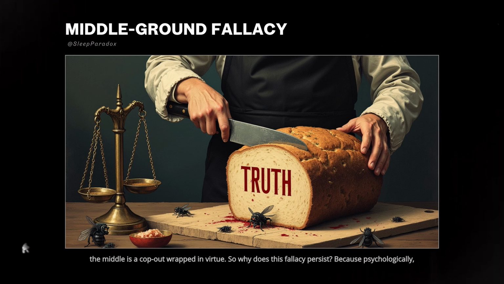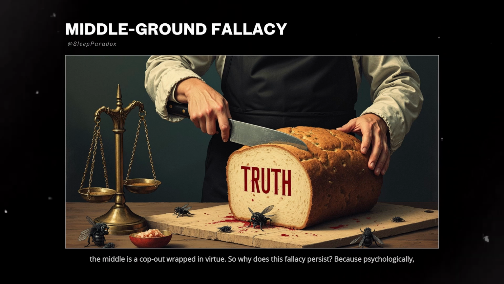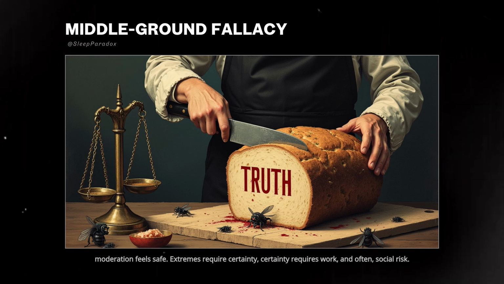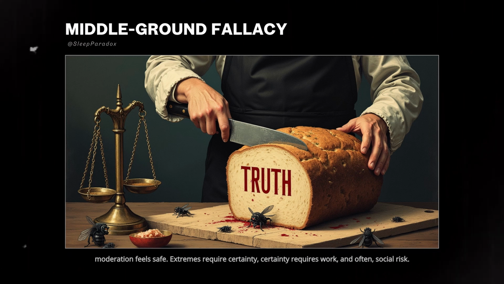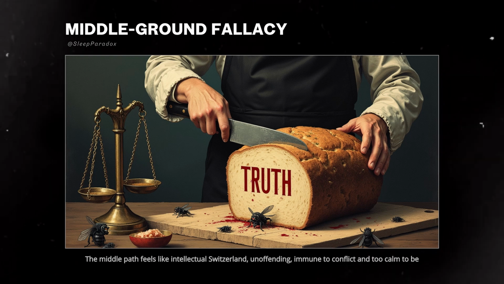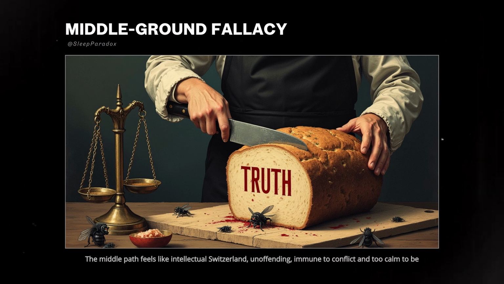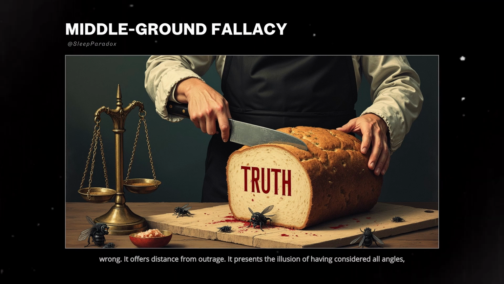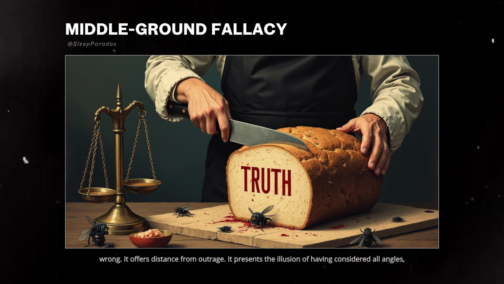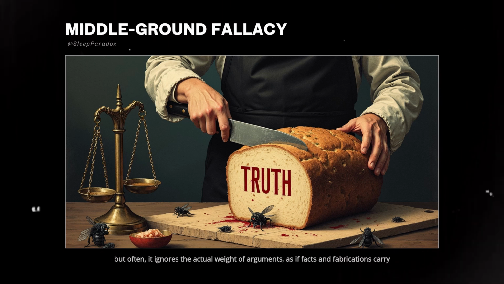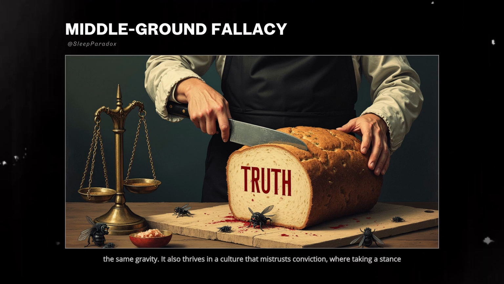So why does this fallacy persist? Because psychologically, moderation feels safe. Extremes require certainty. Certainty requires work, and often, social risk. The middle path feels like intellectual Switzerland, unoffending, immune to conflict, and too calm to be wrong. It offers distance from outrage. It presents the illusion of having considered all angles. But often, it ignores the actual weight of arguments, as if facts and fabrications carry the same gravity.